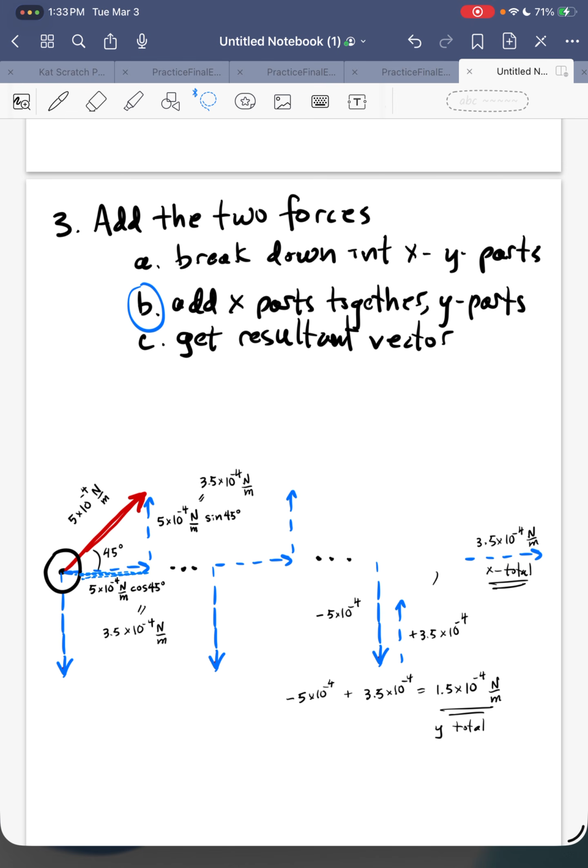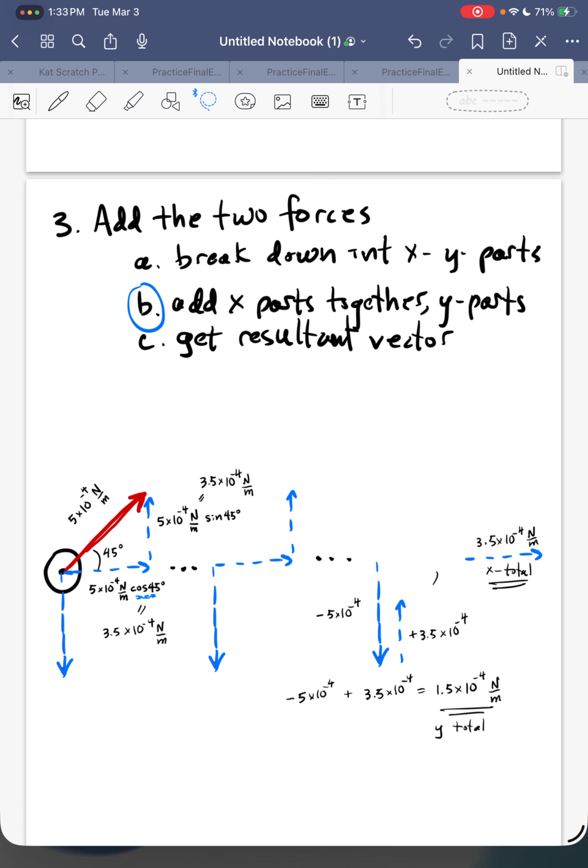Because cosine is adjacent over hypotenuse, I've got to multiply it by cosine because this side is adjacent to the 45-degree angle. It's touching the 45-degree angle, whereas this side is not touching the 45-degree angle. This side over here is the opposite side. This side is the adjacent.